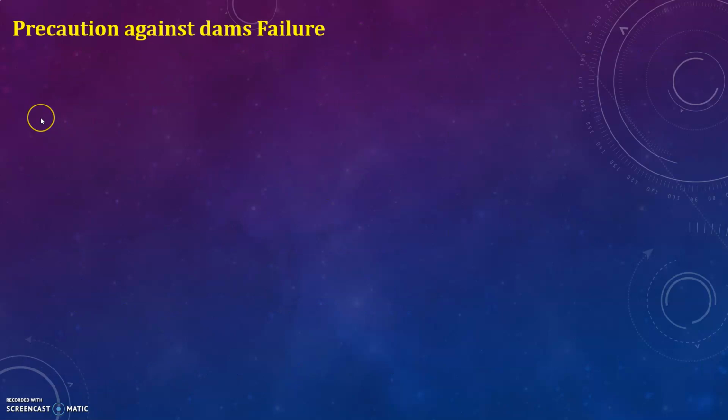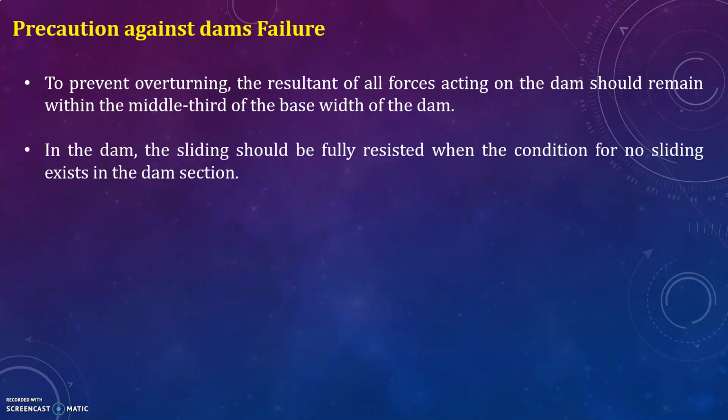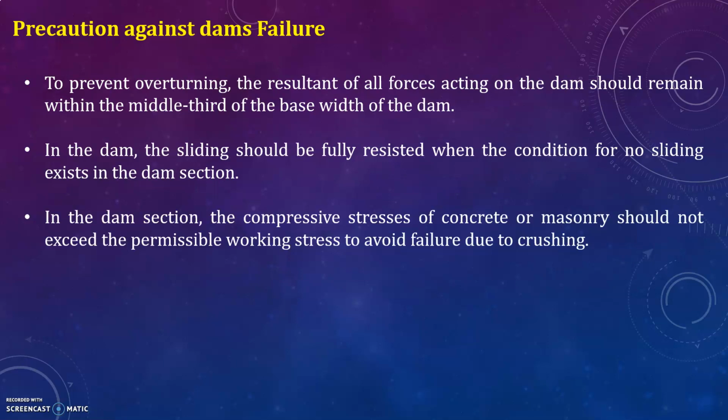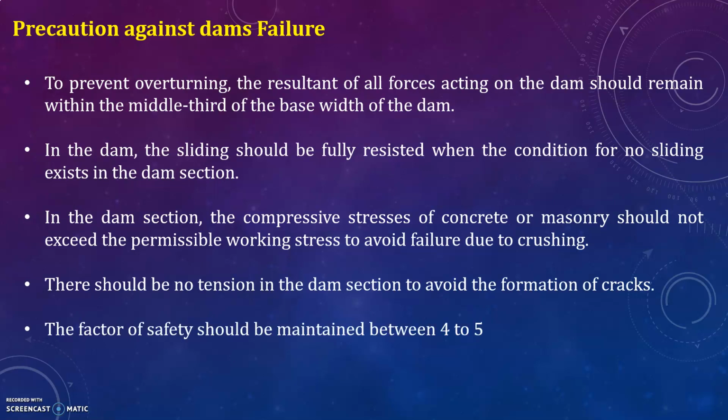Let us see what precautions can be taken against dam failure. The first one is to prevent overturning: the resultant of all forces acting on the dam should remain within the middle third of the base width of the dam. The sliding should be fully resisted. When the condition for no sliding exists in the dam section, the compressive stresses of concrete or masonry should not exceed the permissible working stress to avoid failure due to crushing. There should be no tension in the dam section to avoid the formation of cracks. The factor of safety should be maintained between 4 to 5.